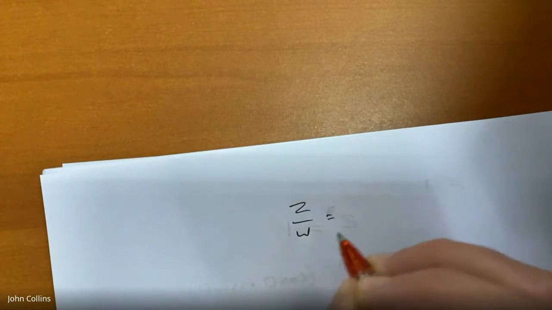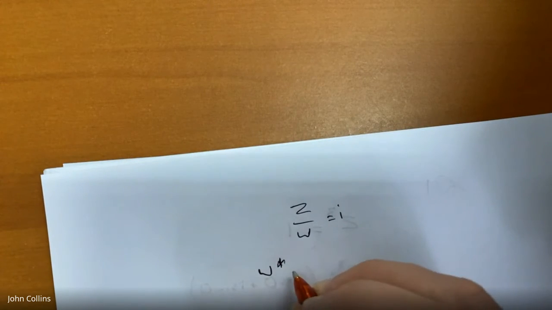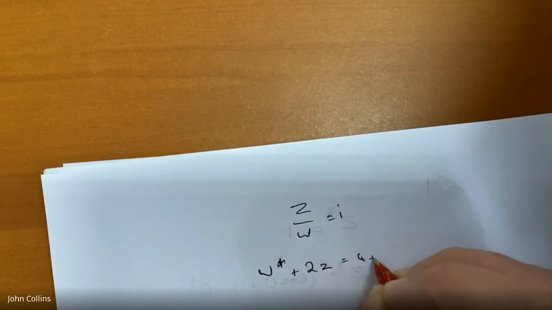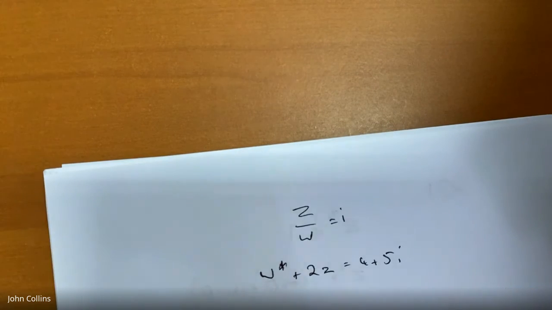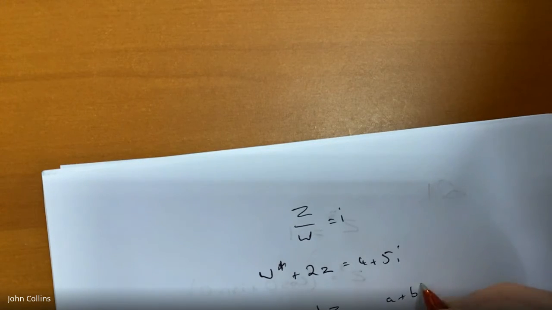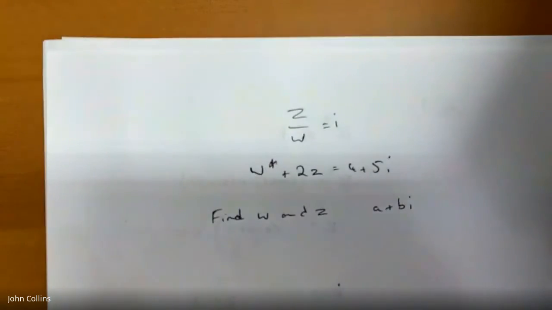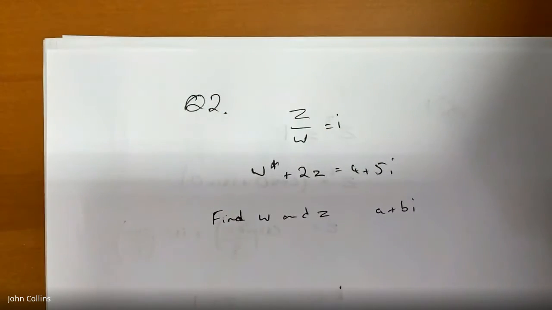Okay. So, question 2 then. Complex numbers W and Z satisfy the equation Z over W equals I, and W conjugate plus 2Z is equal to 4 plus 5I. I think that's the question. Now, find both W and Z in Cartesian form. Okay, sorry, it's off screen. Okay, Sean, can you talk me through this one? What did you do? And I'll stop if I disagree with anything.